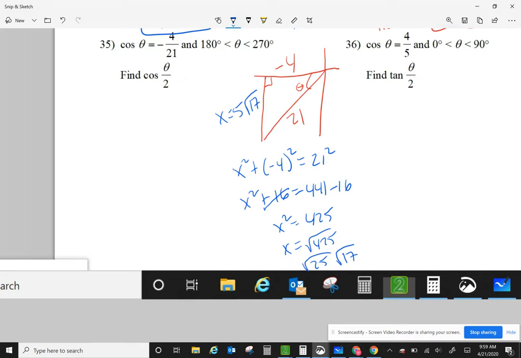Okay. Cosine of theta over 2. I gave you guys the formula: plus or minus, depending on the context, the square root of 1 plus cosine of theta over 2.